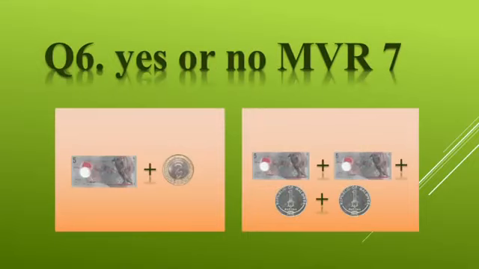Are these 2 ways correct? I think it is correct. So what is your answer? Can we get 7 in these 2 ways? Yes, very good. Your answer is no, we can't get 7 in these two ways, right?